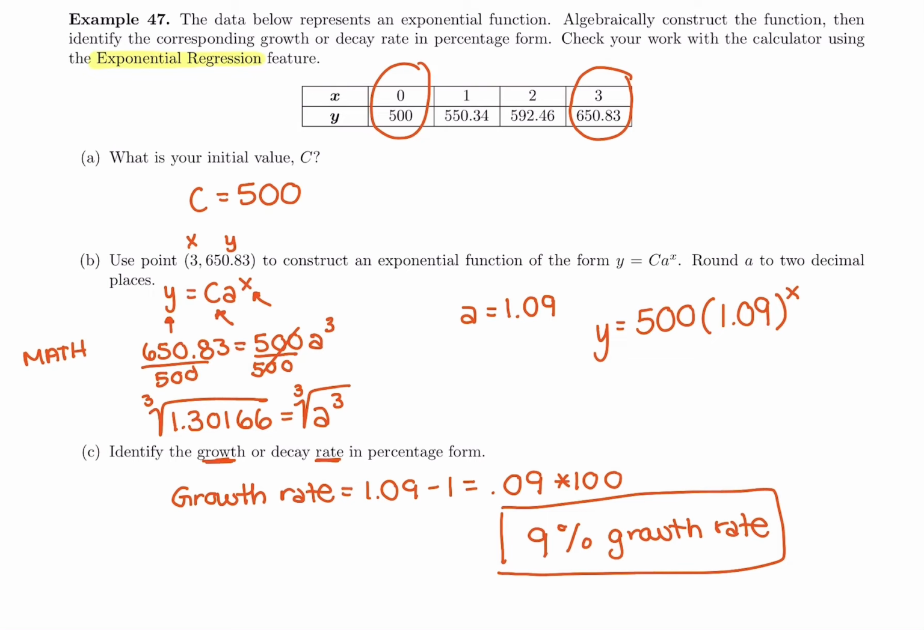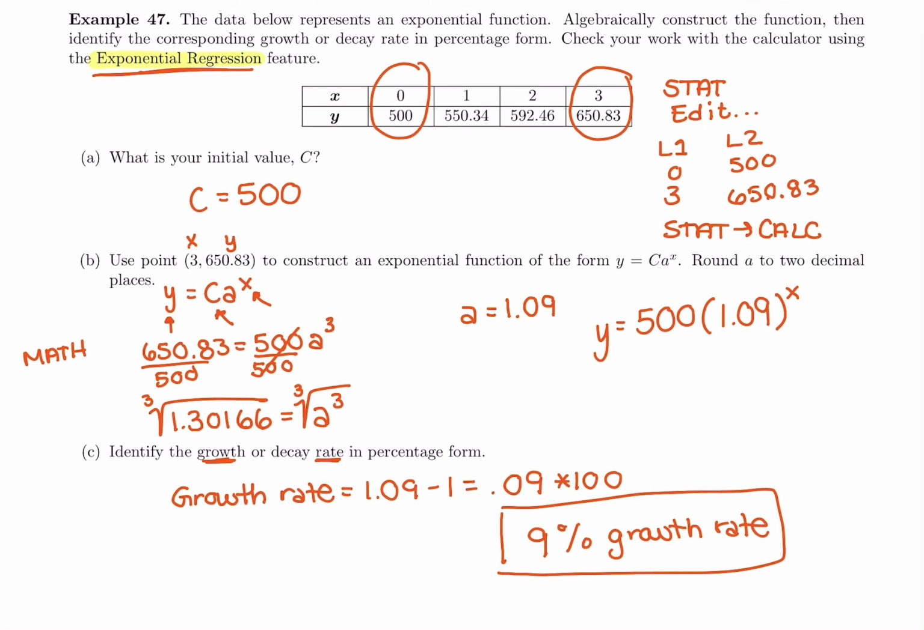Lastly, I can check that I found the formula correctly. I'm going to use exponential regression in my calculator. So I'm going to hit Stat, and under Edit, I'm going to type L1 as being these X values, 0 and 3, and L2 are going to be the Y values, so 500 and 650.83. And then if I hit Stat again, I can go over to Calc and scroll all the way down to where it has exponential regression.